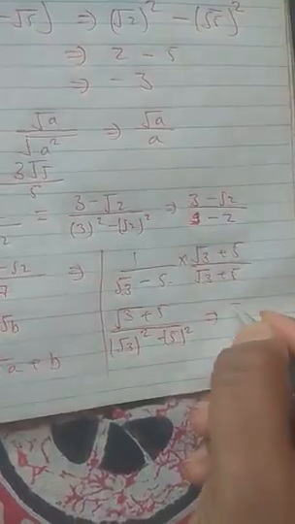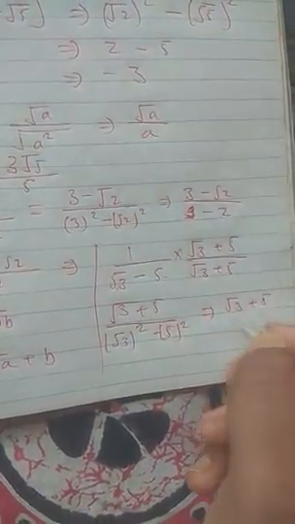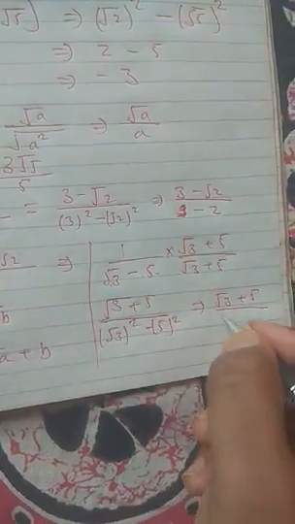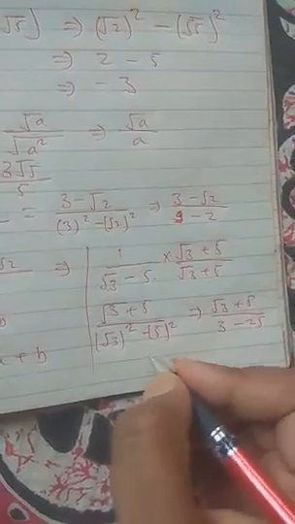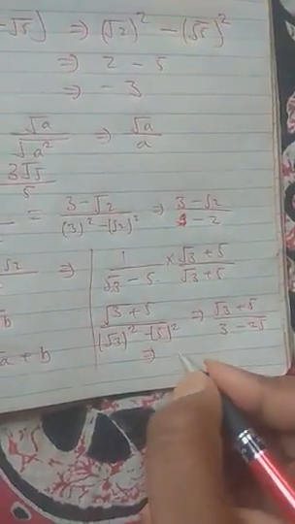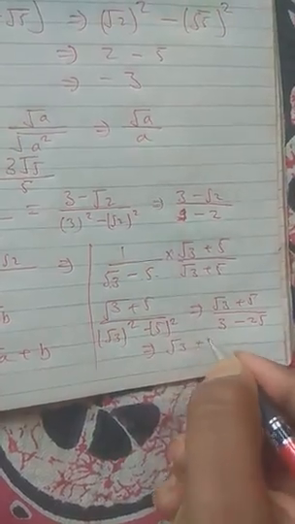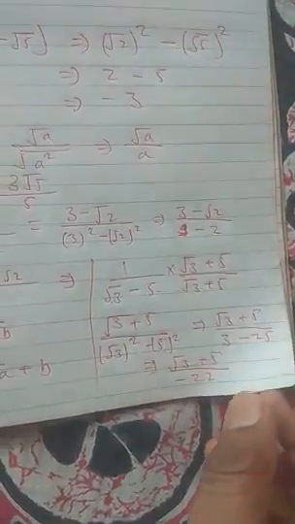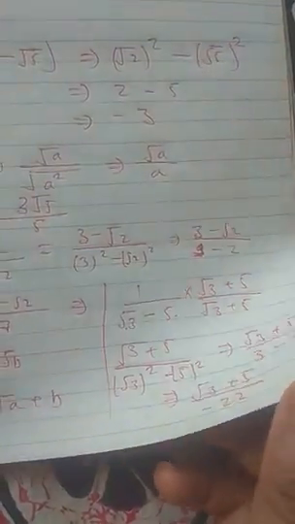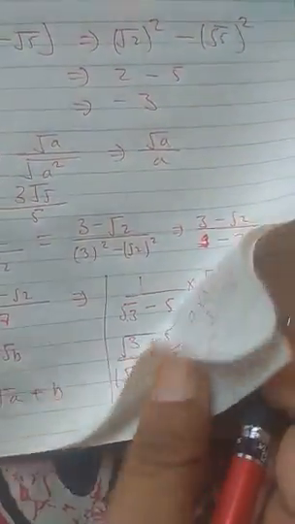This will result in root 3 plus 5 upon root 3 whole square, which means 3, minus 5 whole square, which means 25, and 3 minus 25 will result in minus 22. So the numerator will be root 3 plus 5 and the denominator will be minus 22. So these are the patterns and techniques to get a rationalized denominator, which are used normally with two functions or three functions. We can have some more examples.